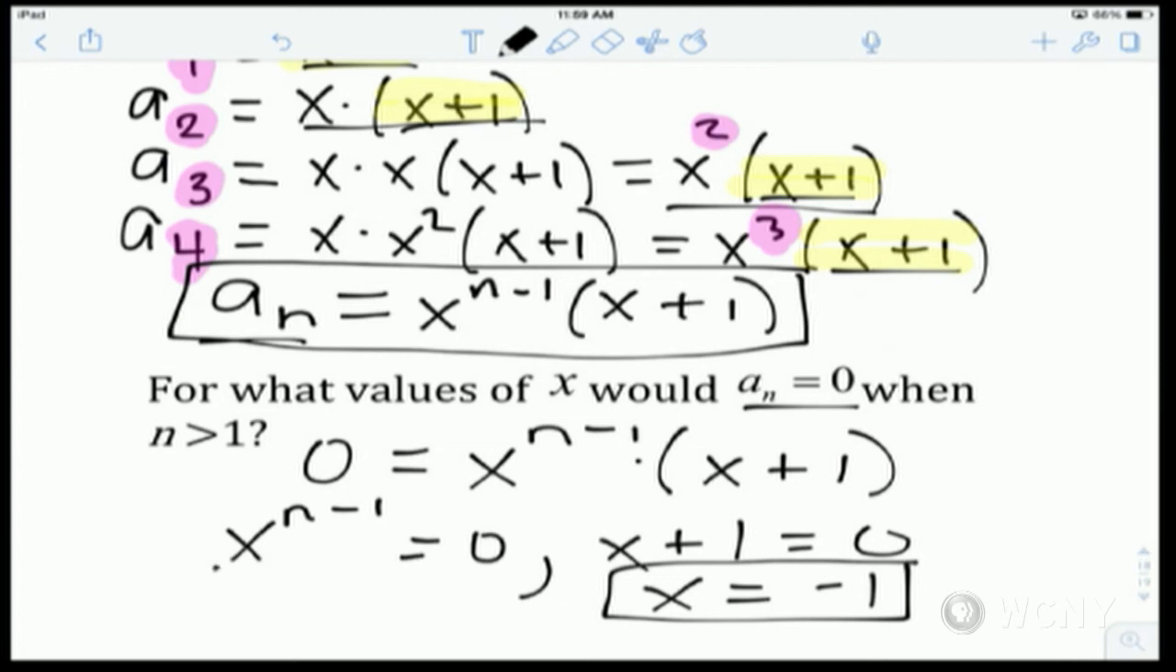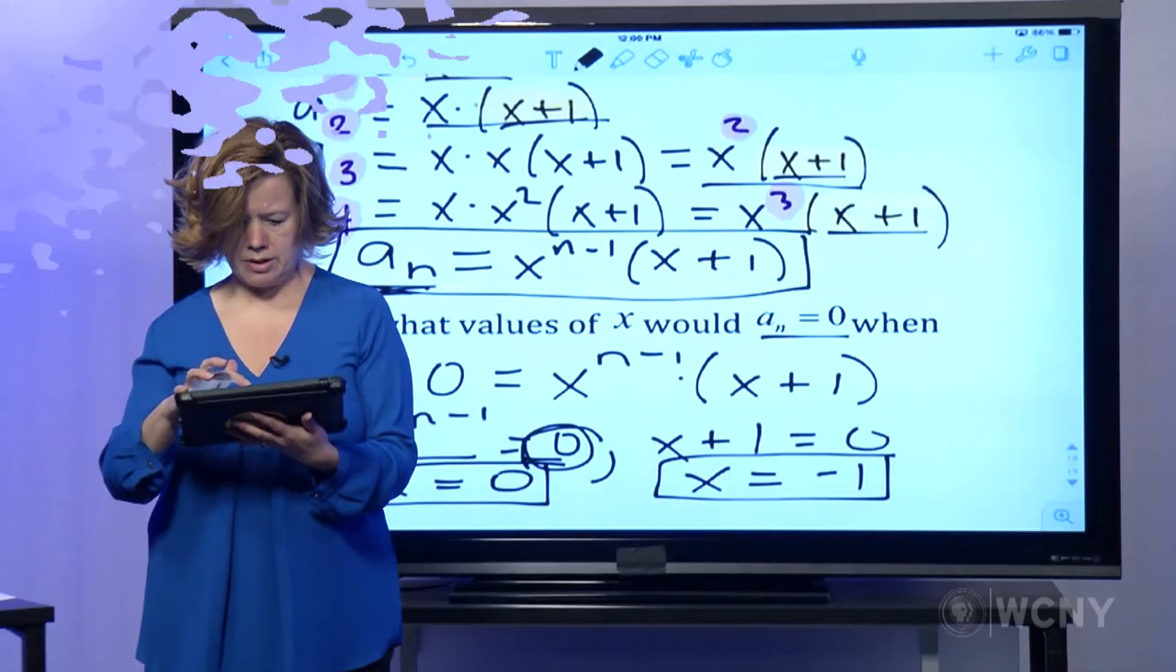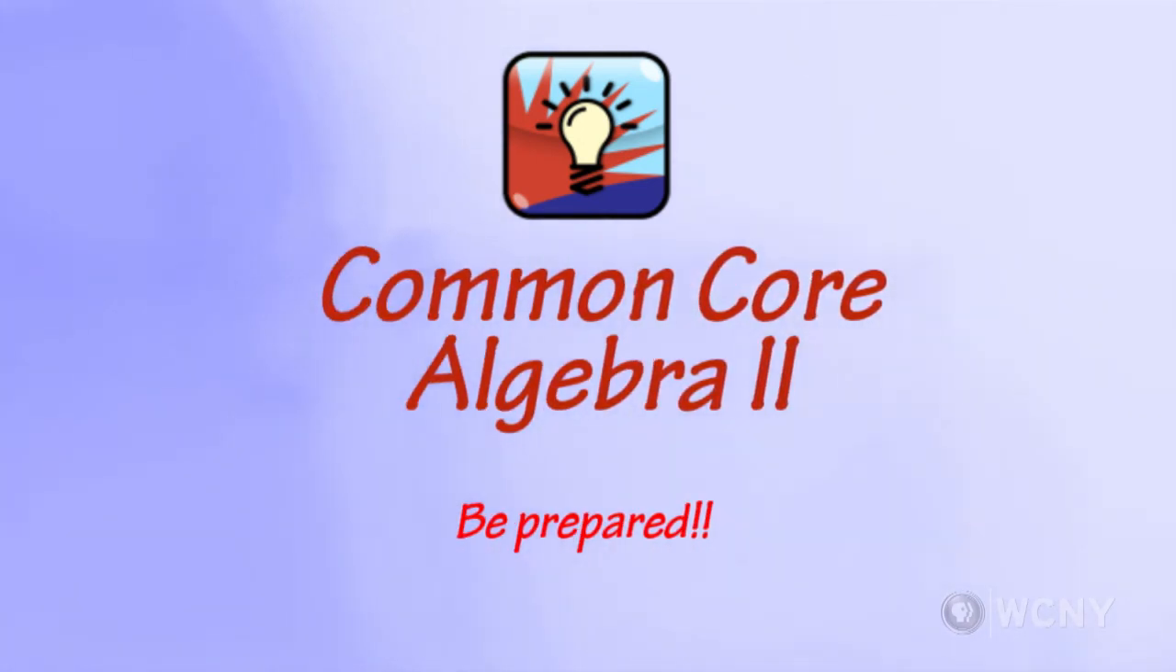And over here, you could certainly take the logarithm of both sides and swing that exponent down front to solve it. But I think what's easier is to just understand the only way you'll ever get a 0 out of anything that has an exponent on it is if your base is 0. So here, x must be equal to 0. So when x is 0 and x is negative 1, your a sub n term is equal to 0. Okay, that is the end of that problem.